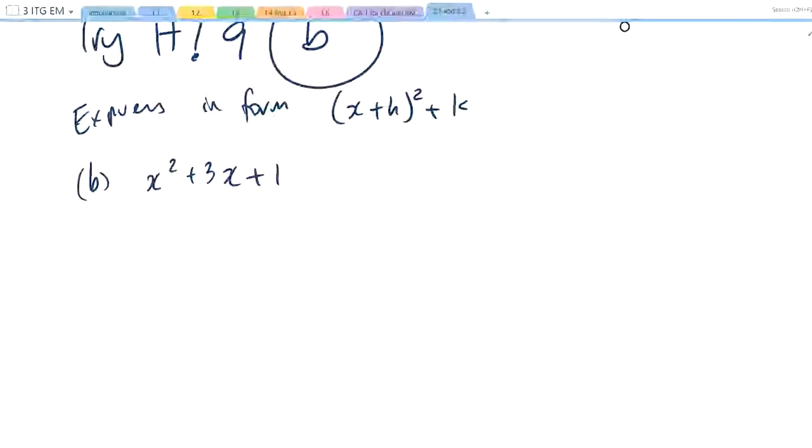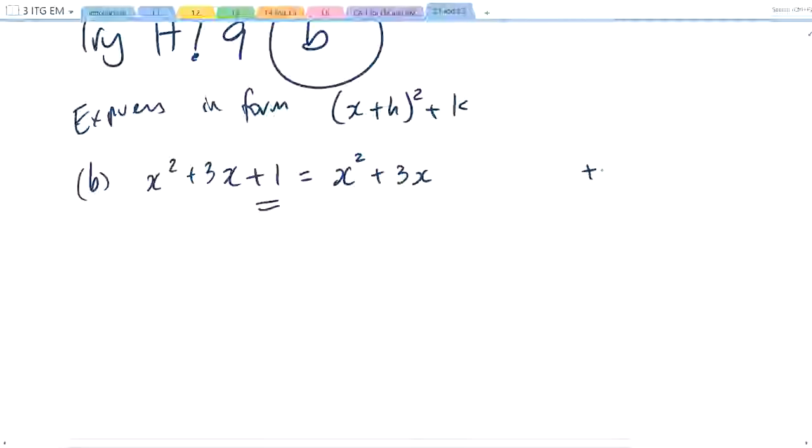Alright, so this is our question. Class, first thing we have to check, coefficient of x squared is 1. Let's continue. So let's copy down the first two terms, the x squared term and the x term. X squared plus 3x. Now there's this 1 over here. We're going to set it aside first.